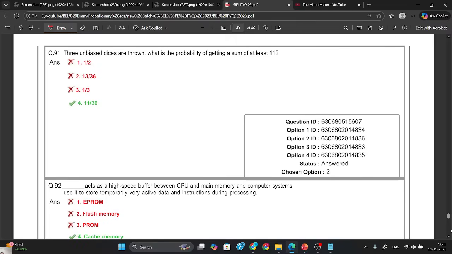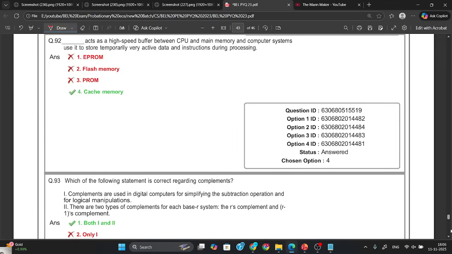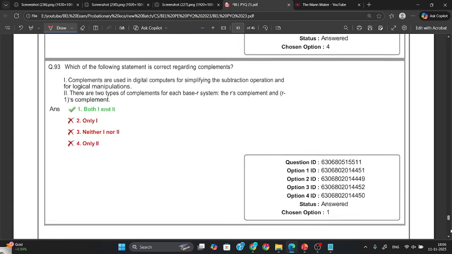The three unbiased dice, again it is a part of your general aptitude. Dash acts as a high speed buffer between CPU and main memory in a computer system. Its use is to store temporarily very active data and instructions during processing. This is the function of cache memory.